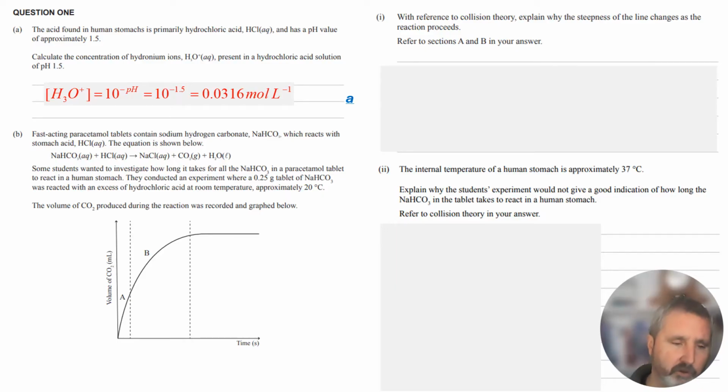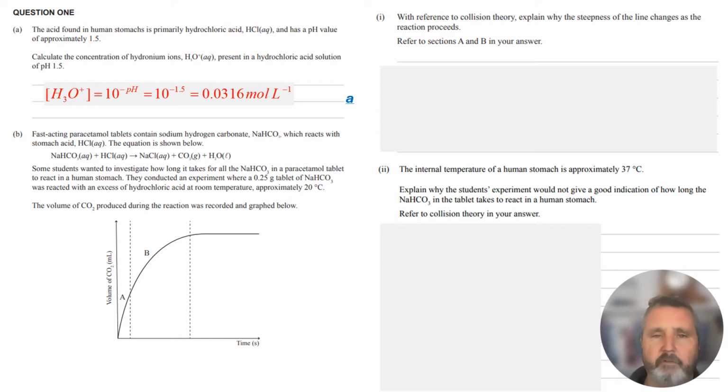Now let's look at our graph. We've got two sections they're going to ask us to talk about, A and B. We remember that it is the steepness of the gradient that indicates how fast the reaction is going. So obviously the reaction is going a lot quicker in point A than it is in point B, and then at the end it's stopped.